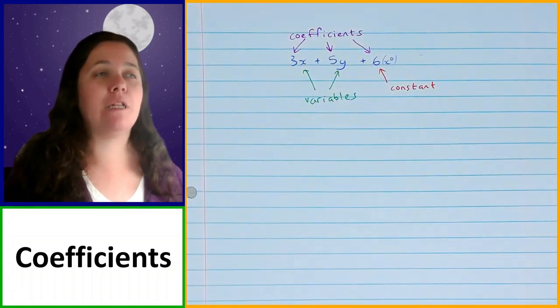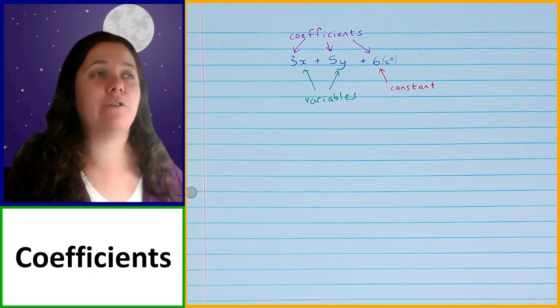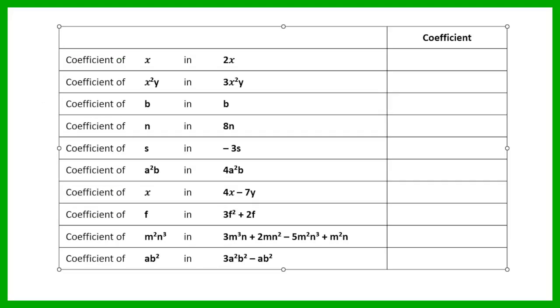Okay, but first of all, let's just have some practice working with coefficients and identifying coefficients. So in this table, we are being asked to find the coefficients of these examples over here. So the first one, we're being asked to find the coefficient in 2x. So in 2x, my variable is x, my coefficient is 2.